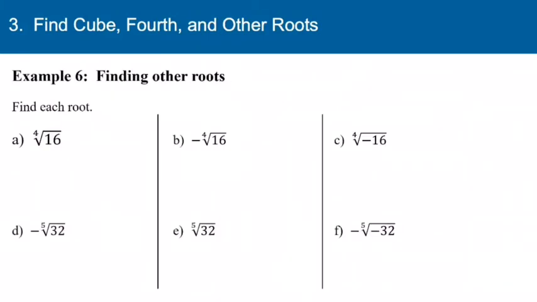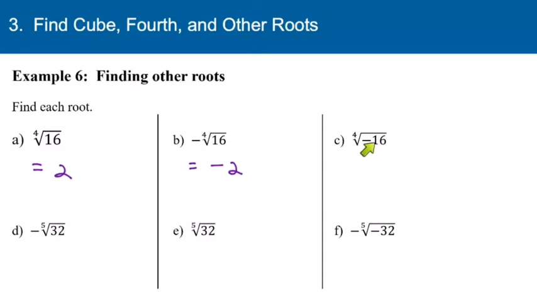So let's practice here. We have the fourth root of 16. So what is a number that we can raise to the fourth power and get 16? Of course, that would be positive 2. And on part B, we have the negative fourth root of 16. Now notice the negative is not under the radical, so we're not going to have any problems with not being able to get a real number. The fourth root of 16 is 2, and there's a negative in front. So the negative fourth root of 16 is negative 2.